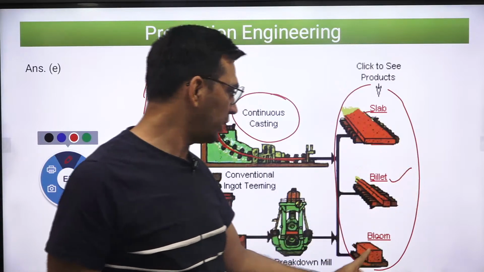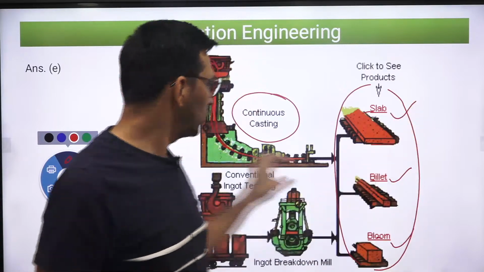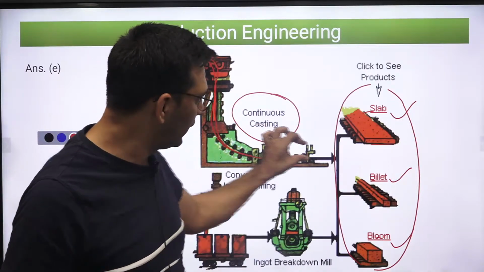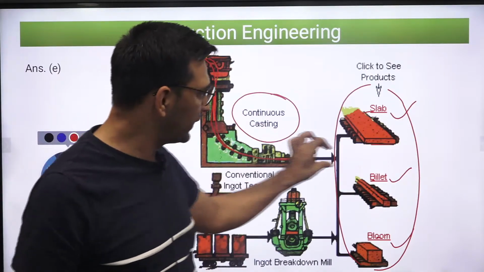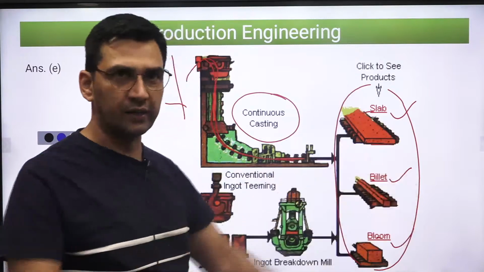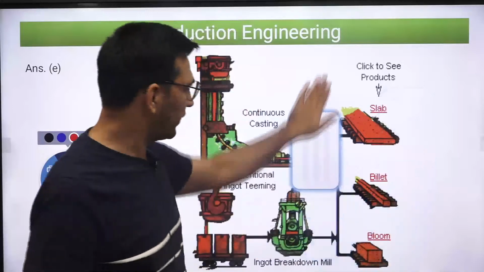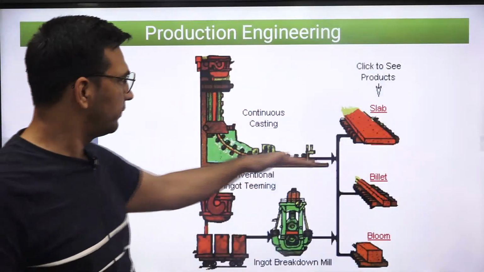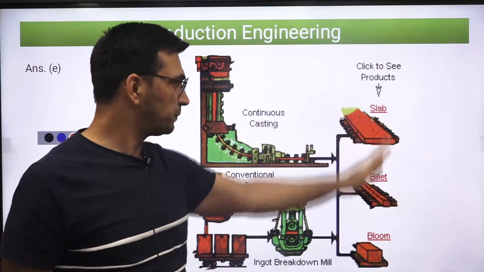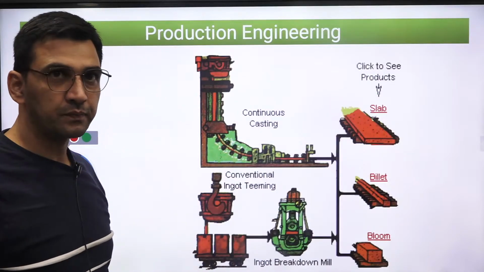If you want to obtain this shape, or this shape, accordingly that kind of mold you will use over here, and when it comes out, you will cut it to different lengths. That is how it happens. So nowadays, after the material comes out of the blast furnace, you pour it and then you get these different major products: slab, billets, and blooms.